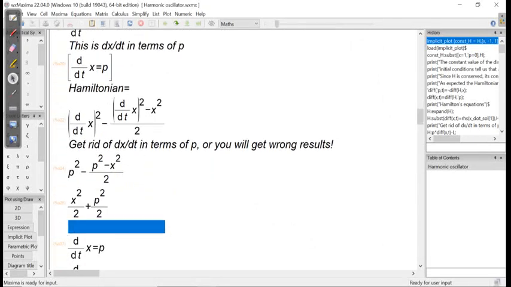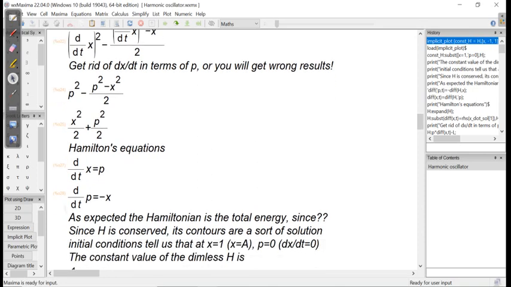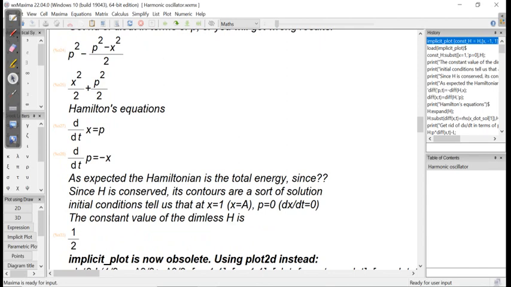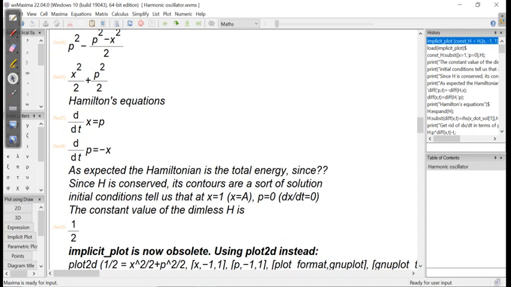And then we can substitute and get Hamilton's equations. However, this system of equations, which is x dot equals p and p dot equals negative x, is not that easy for you to solve, especially if you are not familiar with linear algebra. However, the Hamiltonian gives us a shortcut. The Hamiltonian tells us simply, based on the last conclusion, the following.